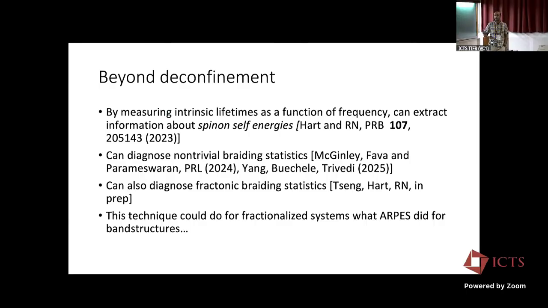So there's a lot of information that you can extract about fractionalized systems using this technique. And the hope is, I think, that this technique could do for fractionalized systems what something like ARPES did for band structures, and allow you to really spectroscopically read off a whole bunch of information that was simply not accessible through traditional experiments.